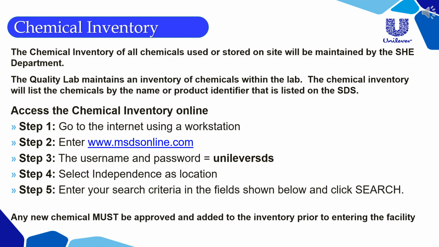All right. We keep a chemical inventory of all chemicals used or stored on site. That list is maintained by the SHE department. The quality lab does have an inventory of chemicals used within the lab, and all chemical inventory can be found online at msdsonline.com. Use Unilever SDS as the username and password. Make sure you select Independence as the location, and then enter your search criteria in the fields below, and you'll be able to pull it up.